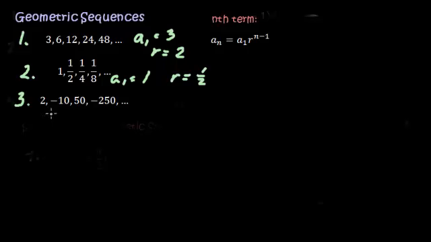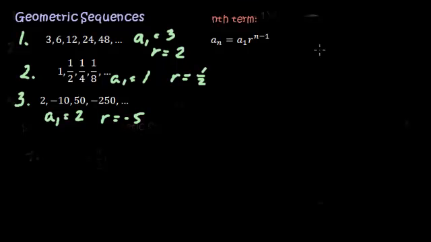For our next sequence, A1 is 2, and what do I multiply by to get to the next one? That ratio would be -5. Let's see if it works all the way across. If it does, then we have a geometric sequence. -10 times -5 is +50. +50 times -5 is -250. And once again, I have a geometric sequence. How lovely is that?